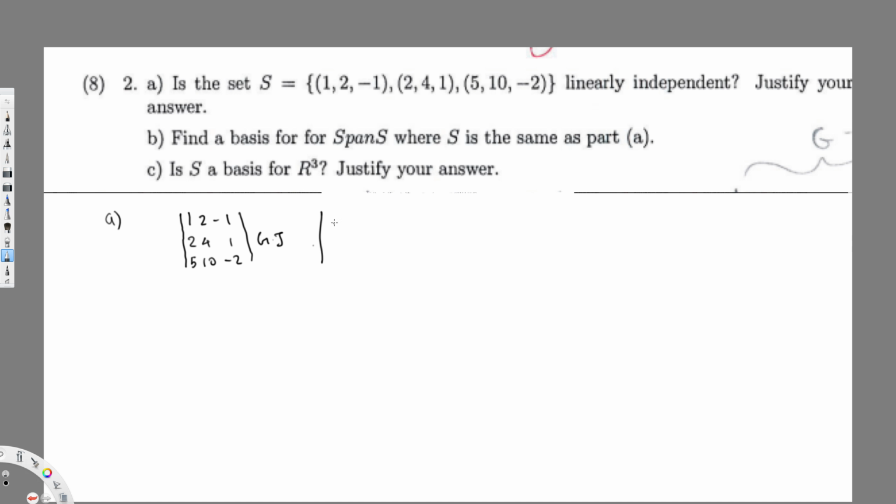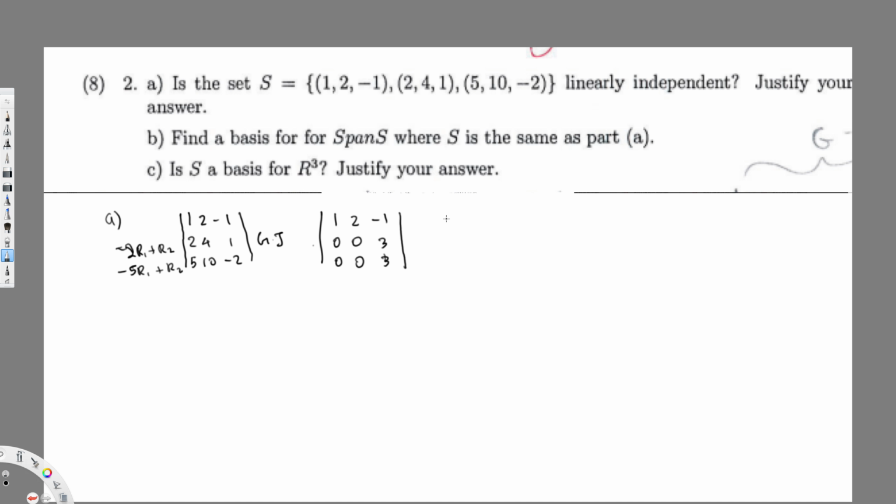I will get 1 2 minus 1, 0 0 3, 0 0 3. How did I get it? I simply multiply the first equation by -2 and add r1 plus r2, then this is going to be -5 r1 plus r3. If I do that, I will get this answer, and this means one of these two equations can be cancelled. If you multiply r2 by -1 and add it to the third equation, you will get 0 0 0.